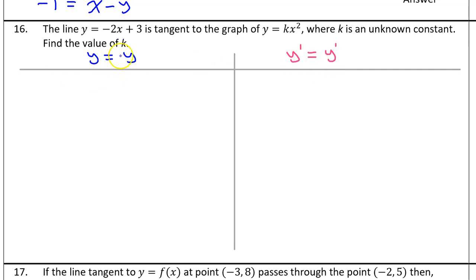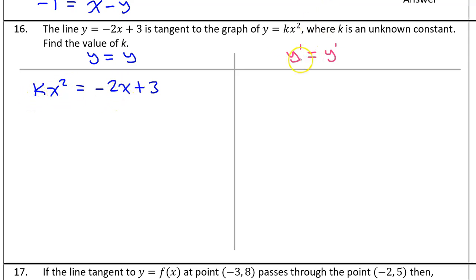The left side is the easiest because they gave us two different forms of y. We just need to set these equal to each other. So I'm going to put kx squared equals negative 2x plus 3. That's my y equals y equation.